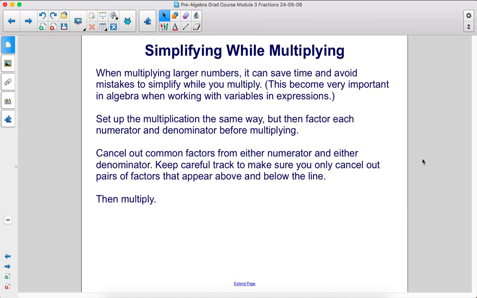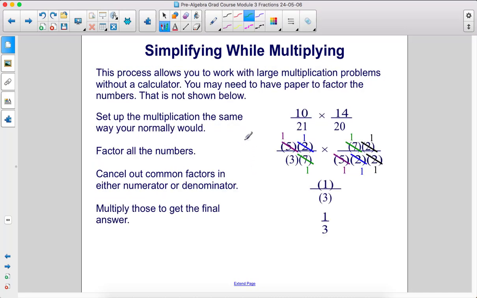When multiplying larger numbers, it can save time and avoid mistakes to simplify while you multiply. This becomes very important in algebra when working with variables and expressions. Set up the multiplication the same way, but then factor each numerator and denominator before multiplying. Cancel out common factors from either numerator and either denominator. Keep careful track to make sure you only cancel out pairs of factors that appear above and below the line. Then multiply.